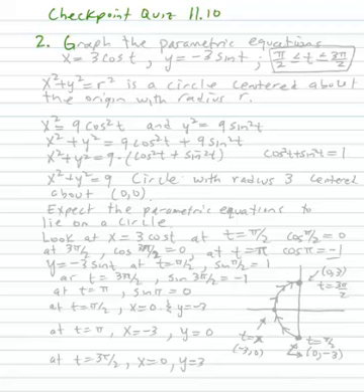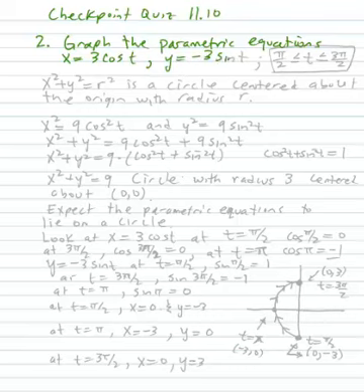This is Checkpoint Quiz 11.10, problem number 2. Graph the parametric equations x equals 3 cosine of t, y equals negative 3 sine of t over the region from pi halves less than or equal to t less than or equal to 3 pi halves.